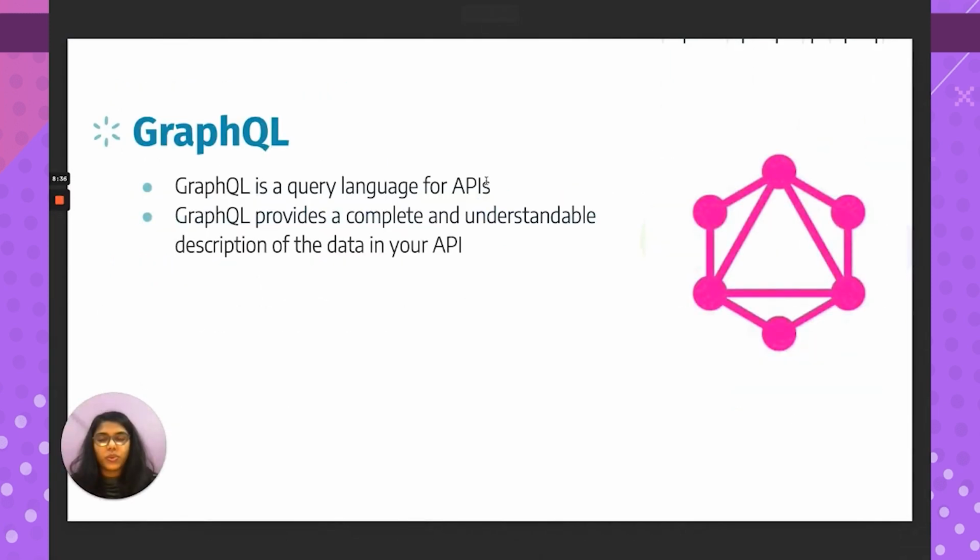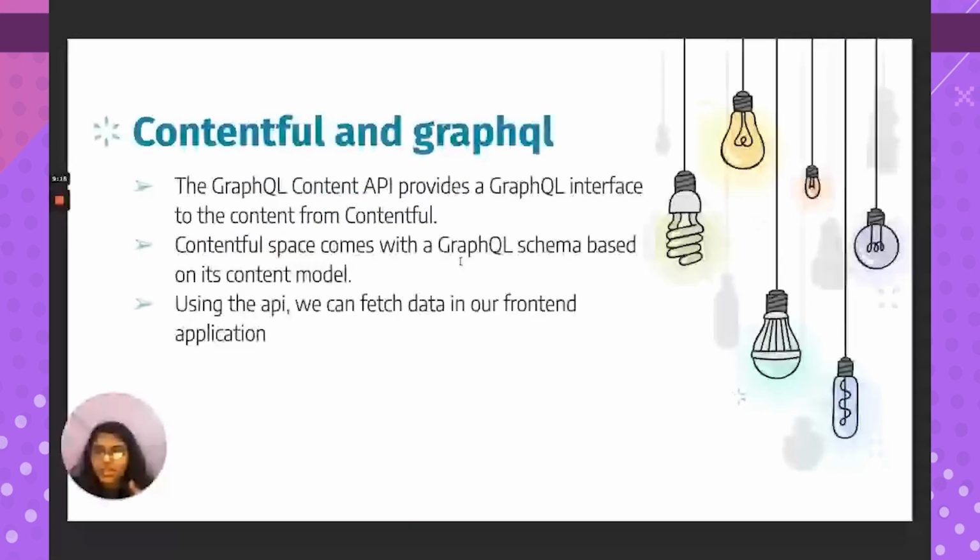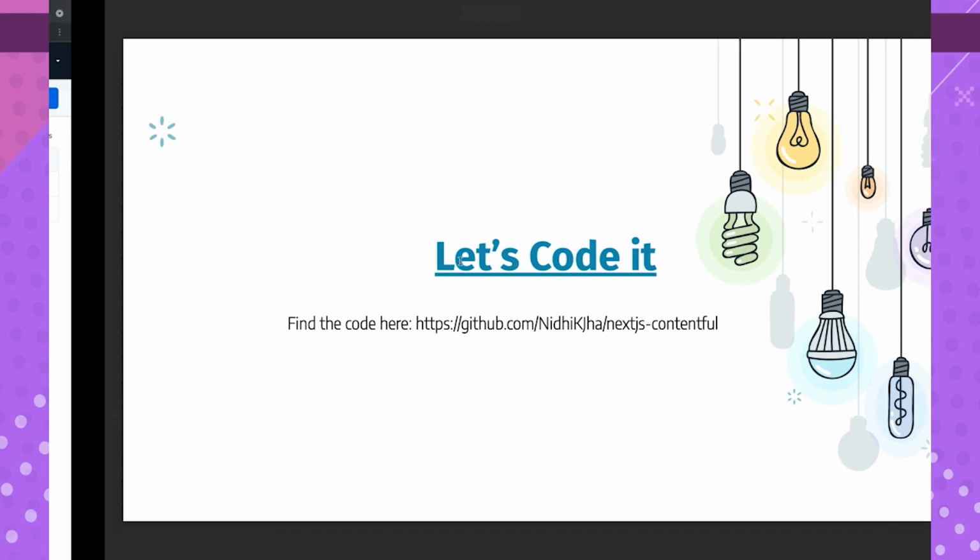We have GraphQL. GraphQL is a query language for APIs. It provides a complete and understandable base, and comes with a GraphQL schema based on its content model. So whatever model we are going to create, we will have a particular schema fixed for that model. And using the GraphQL API, we are going to fetch the data directly from our Contentful into our front-end application. Too much? So let's code it.